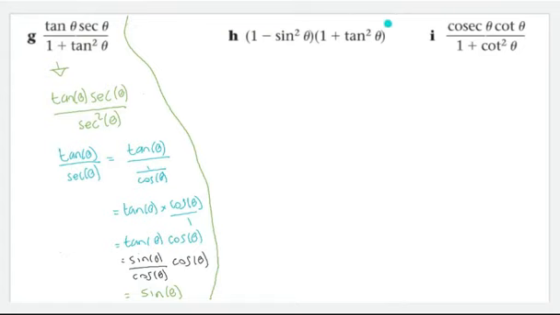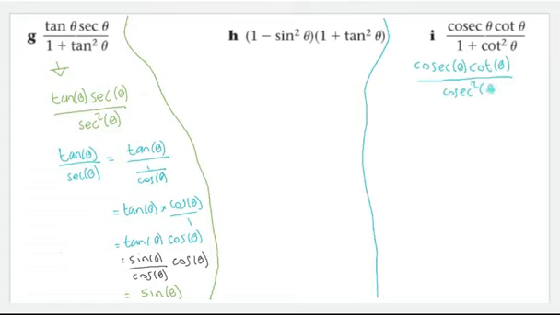You can't change cosec to 1 plus cot because that's not an identity. The identity is cosec squared is 1 plus cot squared. But taking that, what can you change from that question? The 1 plus cot squared to cosec squared. So that becomes cosec theta cot theta divided by cosec squared theta. And then where can we go from there?